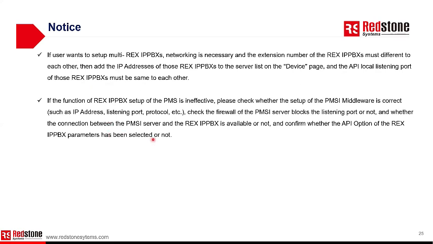Next one is that if the function of the Rex IP-PBX set up on the PMS is ineffective, make sure that the setup of the PMSI middleware is correct, such as, very important, the IP address, listening port, and the protocol that is used. Also, you need to check the firewall.